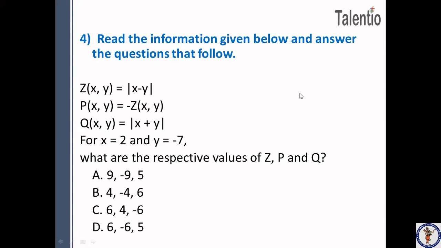Yes, very good. So if we solve only one term, we can find the answer, right? So read the information given below and answer the question that follows. Okay. So what is the information given? z of x comma y is equal to mod of x minus y. Okay. And p of x comma y is equal to minus z of x comma y. And q of x comma y is equal to mod of x plus y. And for x equal to 2 and y equal to minus 7, they're asking what are the respective values of z, p and q. Okay. So let us solve.